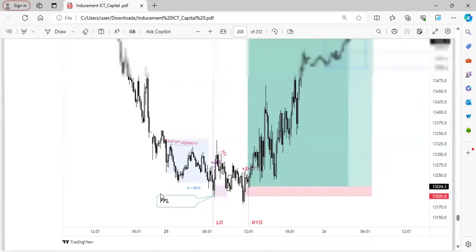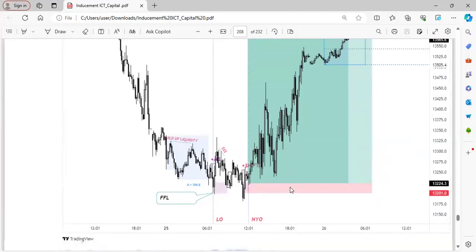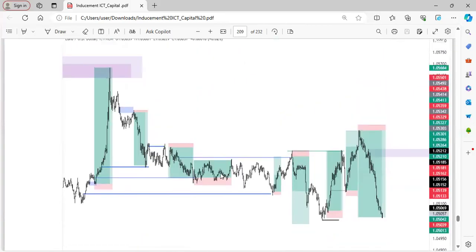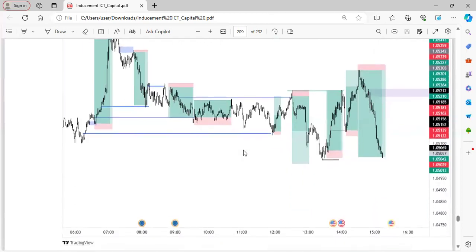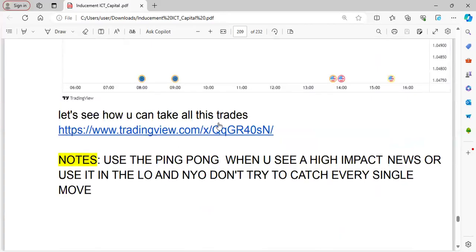That means if you take your time and learn this and you know what you're doing, you're not going to be worried about what's going on in the market. You just take these things easy and win through it like normal. So just follow these setups most times. So let's see how you can take all these trades.